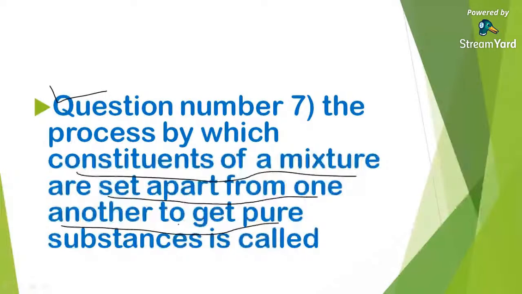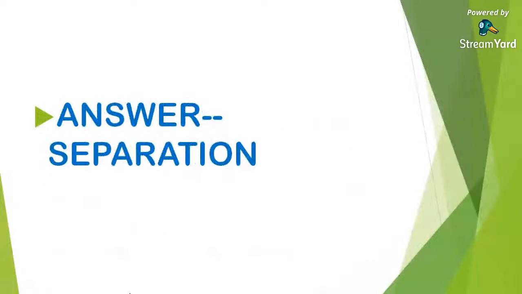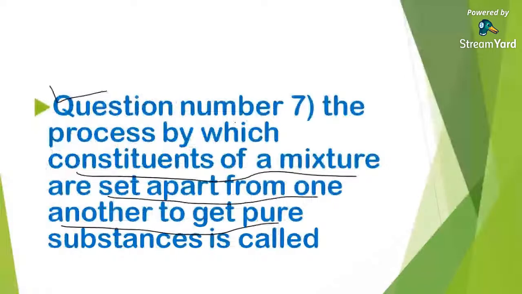So let's check the correct answer. The correct answer is separation. Yes, very good. Antara, Babli, Ankita, Ananya, very good. You are giving the correct answer, and the correct answer is separation. Clear? So by the process of separation, what happens? The constituents of a mixture are set apart from one another, and we get pure substances. So very good. Congratulations to all of you.